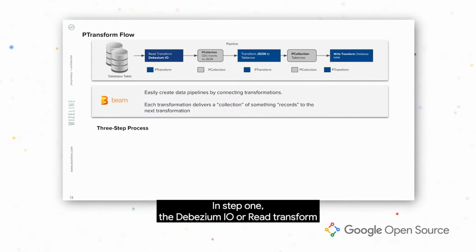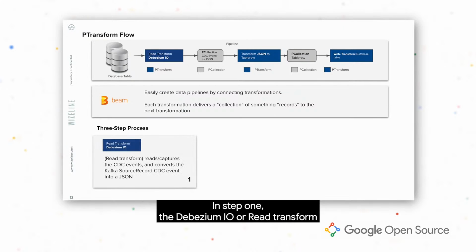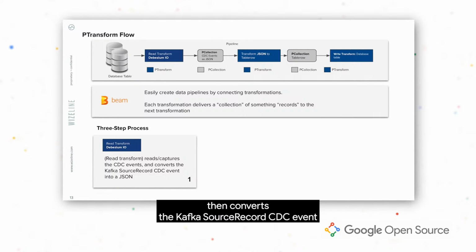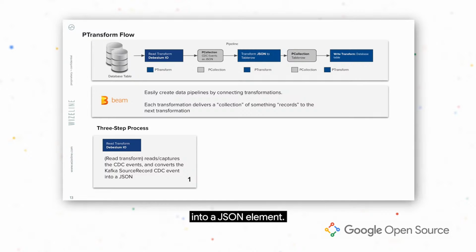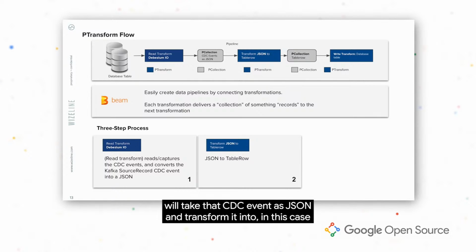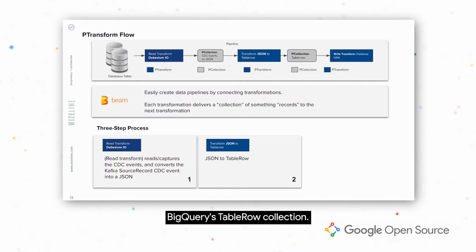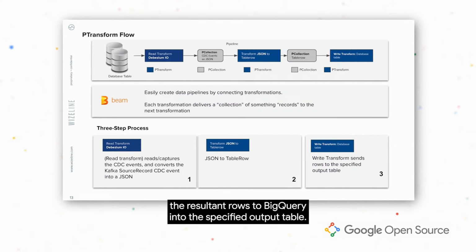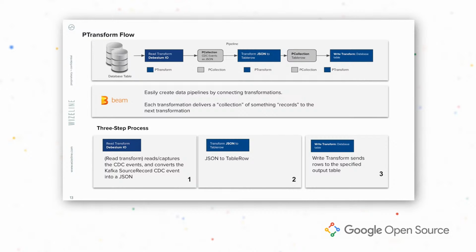In step 1, the Debezium I/O, or read transform, reads and captures the CDC events, then converts the Kafka source record CDC event into a JSON element. In step 2, the JSON to table row transformer will take that CDC event as JSON and transform it into, in this case, BigQuery's table row collection. Finally, in step 3, the write transform will push out the resultant rows to BigQuery into the specified output table.